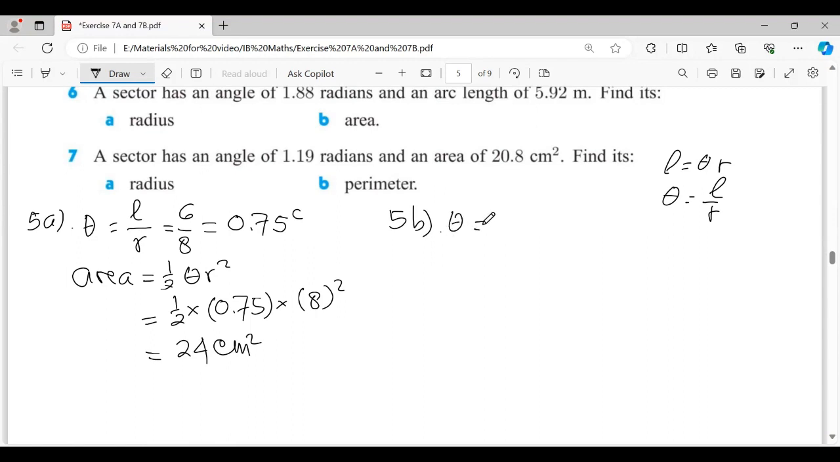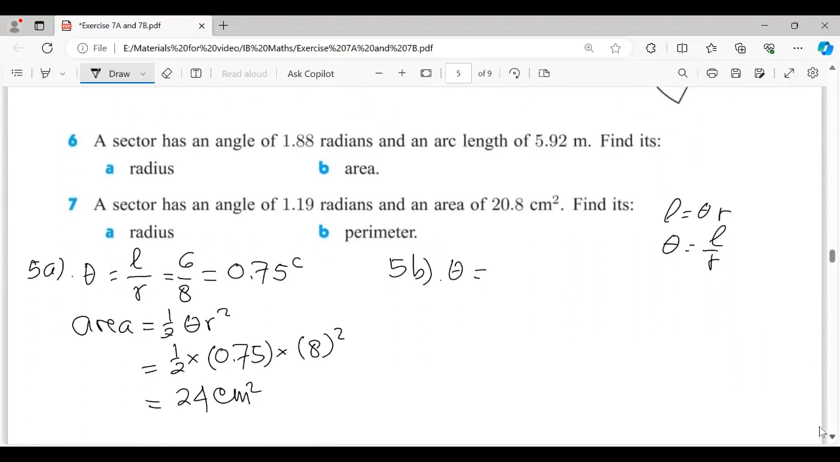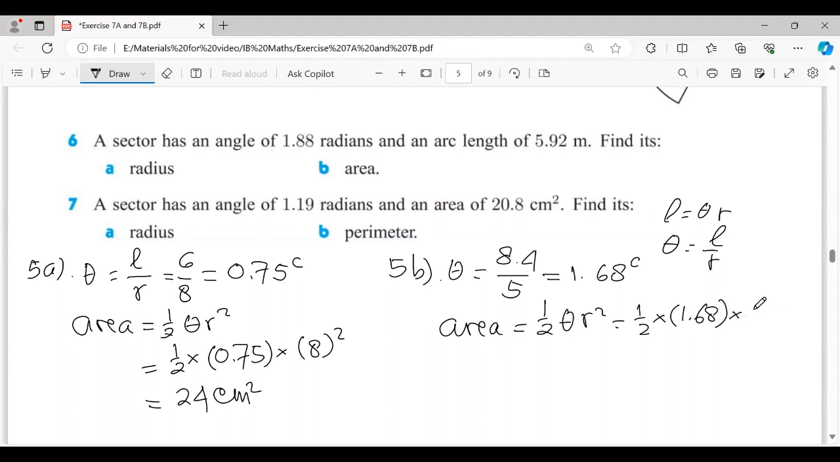As well, theta equals length over radius. Length 8.4 and radius 5. So 8.4 over 5 equals 1.68 radians. And area equals half times theta times r squared. It's going to be half times 1.68 times 25, because 5 squared. And now with the calculator, 21 centimeters squared.